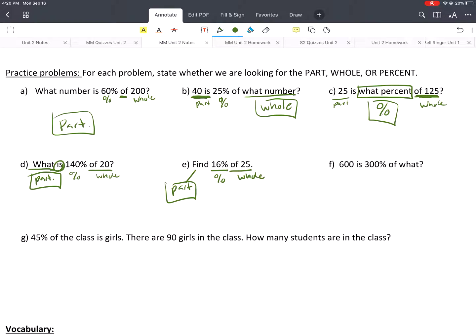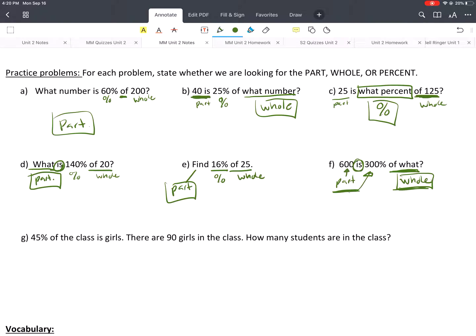Next we have 600 is, so that's our hint that this is our part. Okay, 600 is 300% of what? Of what tells us that that would be our whole. And as you notice here, the part is going to be greater than the whole, which is interesting, but you can have percentages more than 100%.